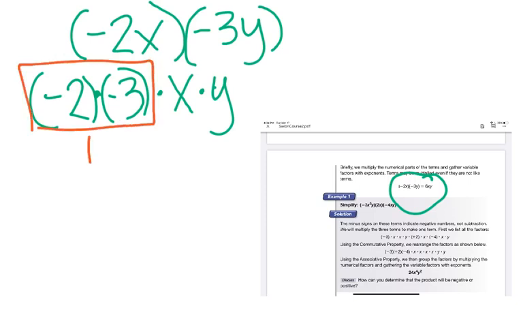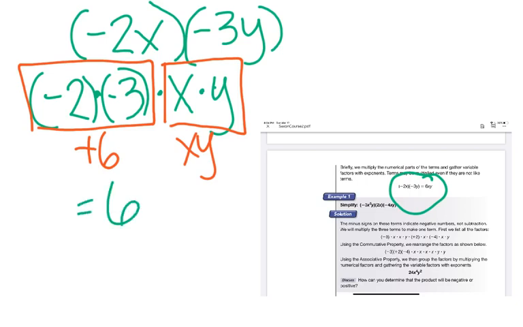So that gives us a positive 6, right? X times y. Well, there's nothing else we can really do with that. It's just x times y. Okay, so this area right here just becomes xy. So our final answer becomes 6xy. Just like that. And so now we have our new term, our new algebraic term.